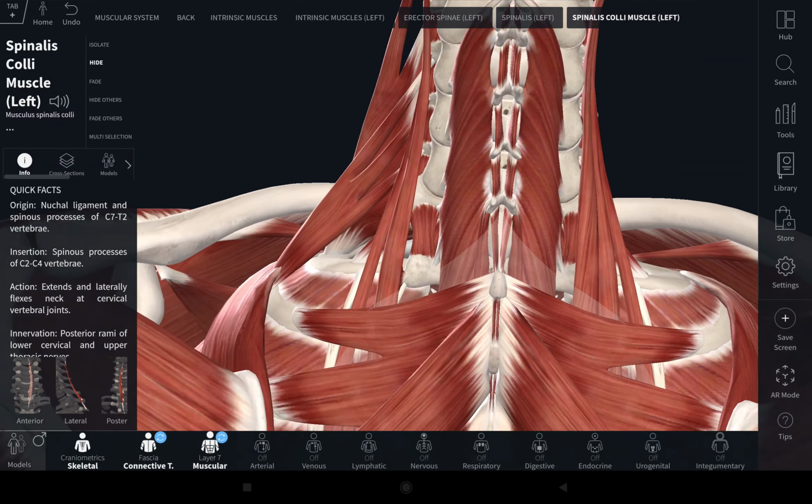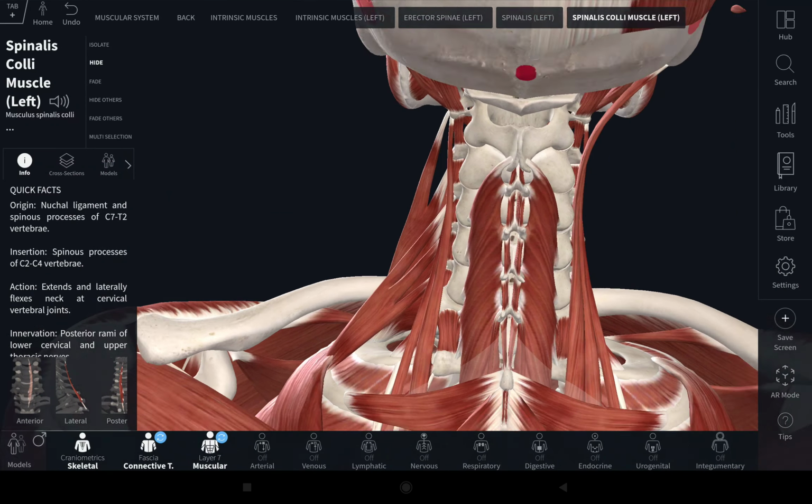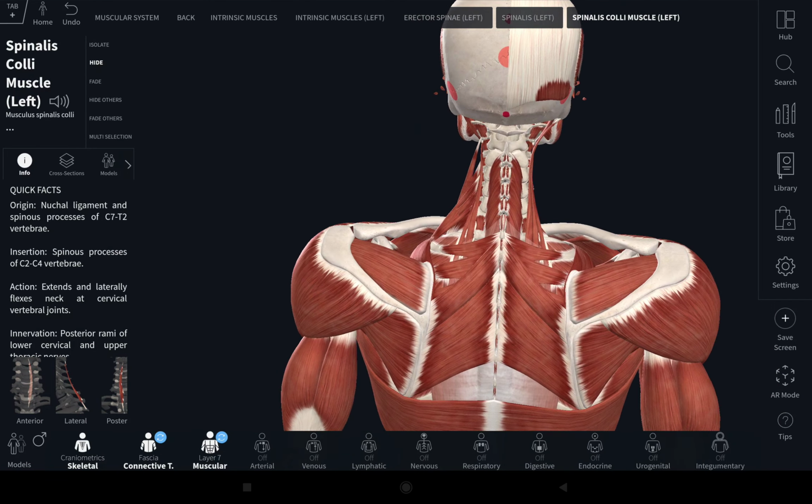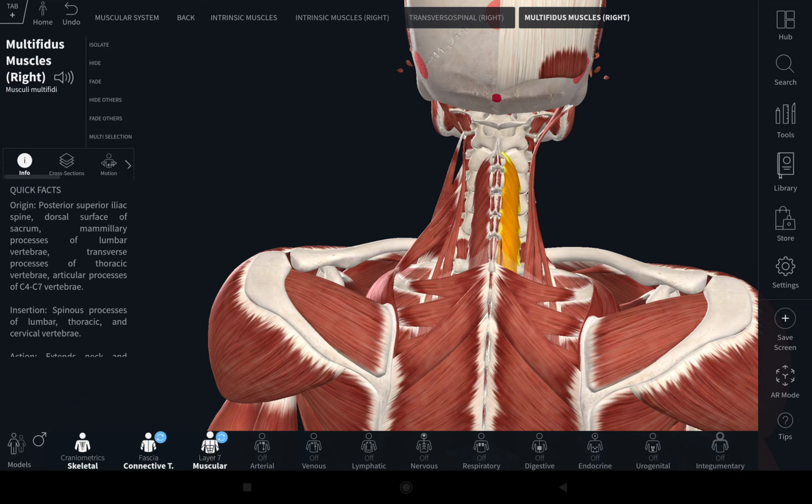Now in the back of your neck there is a muscle which is called the multifidus muscle. Here the multifidus muscle has been exposed. We remove the multifidus muscle.